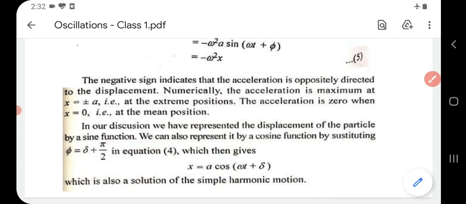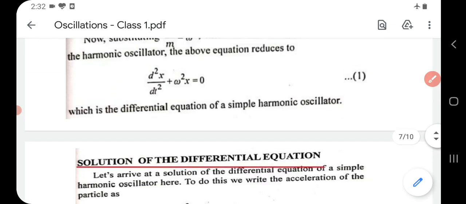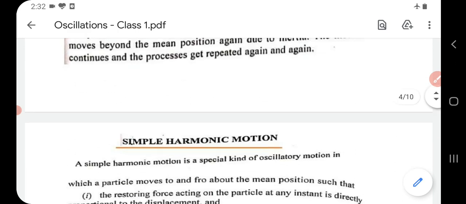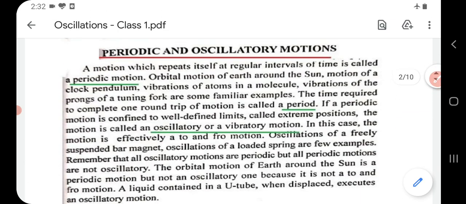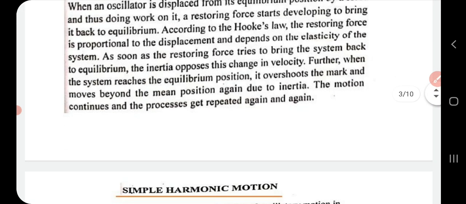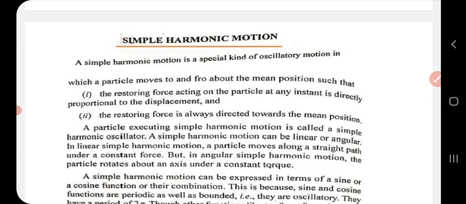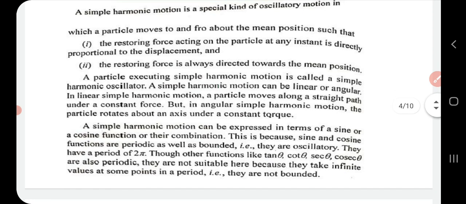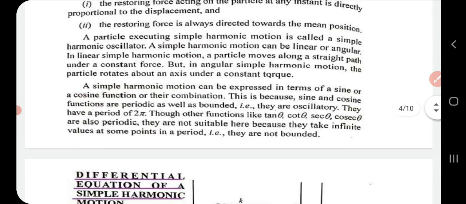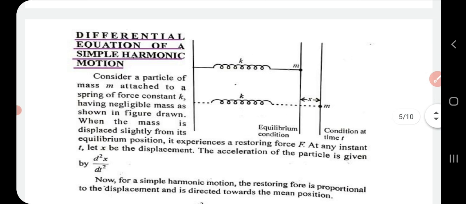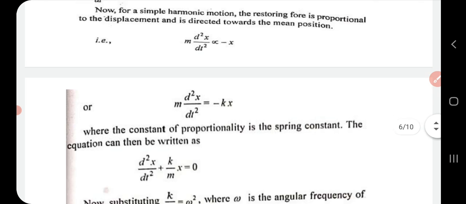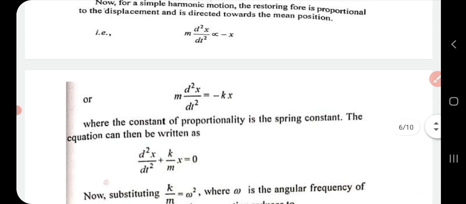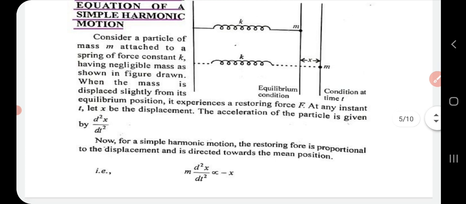So in today's class the probable questions are: define periodic motion, give examples, what is period; then define oscillatory or vibratory motion, give examples; then define simple harmonic motion or explain simple harmonic motion with examples. Then distinguish between linear and angular simple harmonic motion. Then derive the differential equation of simple harmonic motion, and finally find the solution for it. This may be asked as an essay question, so you have to combine these two.